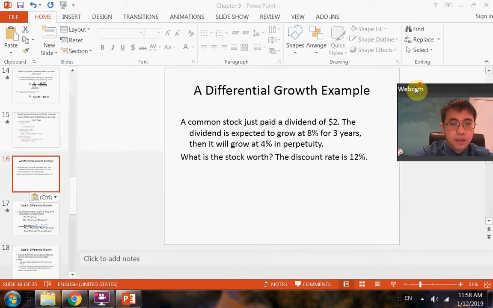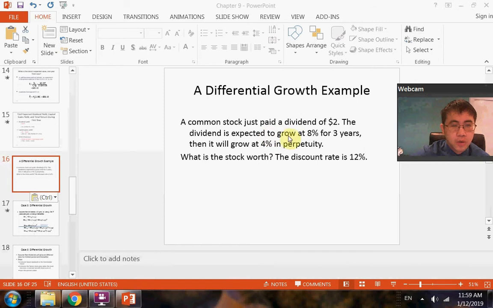Alright, if you look at this question, this is a question that showed up on your Excel project 3. You have to finish this question in Excel. So this says a stock just paid a dividend of $2. This dividend, being just paid, is something you do not receive if you buy the stock today, because the dividend is already paid out to someone else. So this dividend is dividend 0. It's not included in price 0.